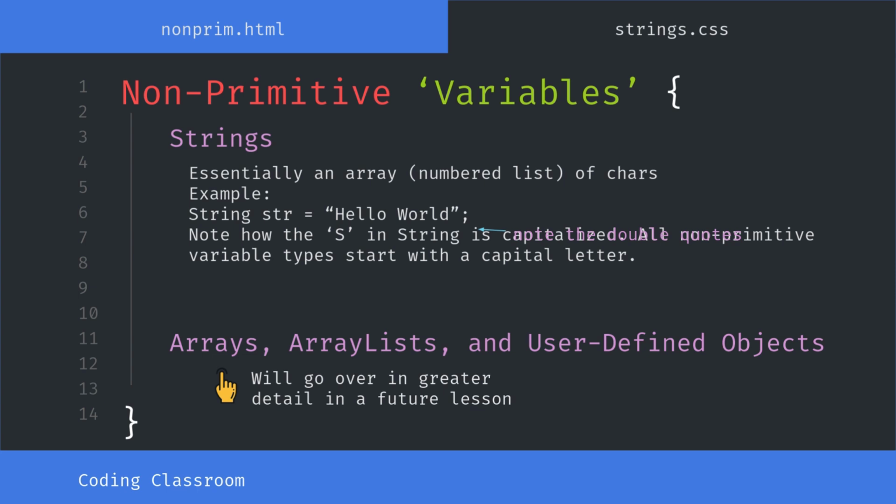Arrays and ArrayLists. Arrays and ArrayLists are ways to store multiple values of the same type. Think of them like a list or a table where each element has an index. Example, int numbers equals 1, 2, 3, 4.